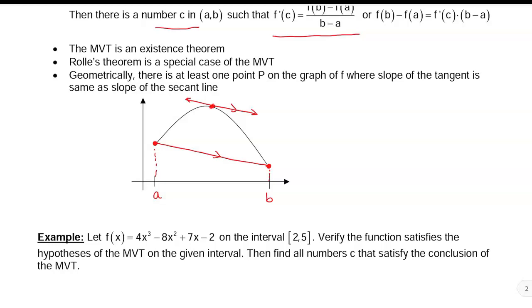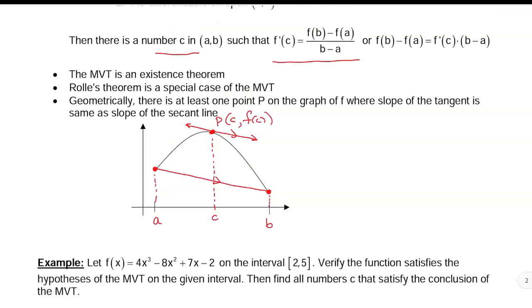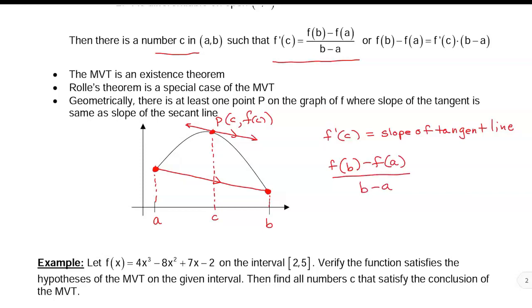So they're saying that this point P is on f at the location c. So this point is P with coordinates c, f of c. And we know that if we take the derivative of f at c, we would get that slope. To get the slope of the secant line, we would take the change in y, which is f of b minus f of a, and divide by b minus a. So that would give us the slope of the secant line. F prime of c would give us the slope of the tangent line. So those two are equal.